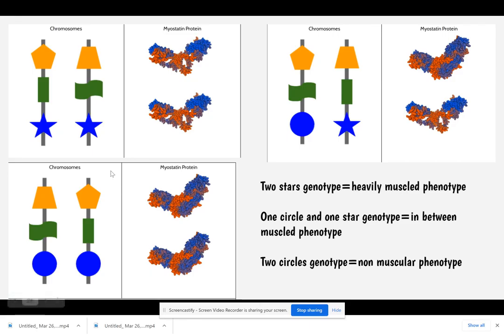So again, to sum up, the genotype are the 2 alleles that are present on the chromosomes. The phenotype is the appearance that we get in the animal, whatever the trait is. So genotype are the alleles. Phenotype is the appearance, what it looks like.